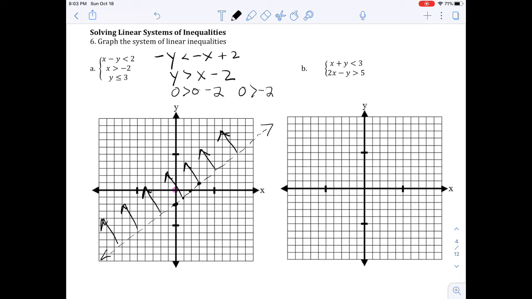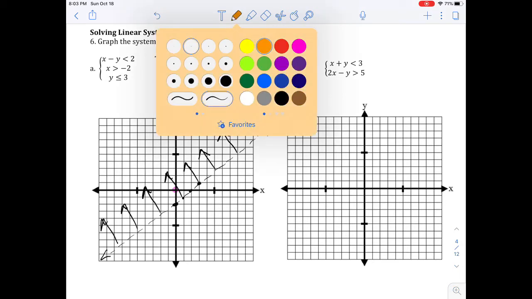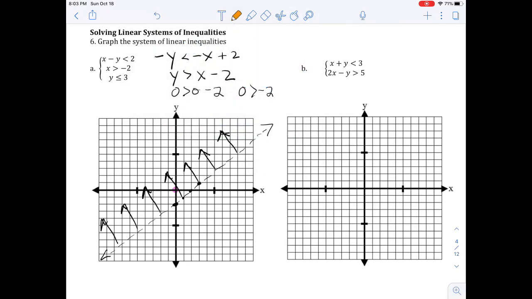The other two lines are your special kind of lines, your verticals and your horizontals. So x greater than negative 2. I'm going to actually use a different color now, gold or orange, I mean. Negative 2, and again, it's going to be a dashed line, but it's a vertical line. So when the line is written x equals, it's a vertical line. Where are all of the values of x that are greater than negative 2? To the right. So now you can see my arrows pointing to the right, x greater.